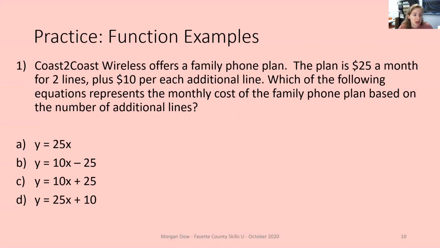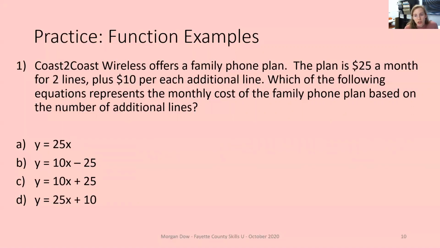So number 1. Coast to Coast Wireless offers a family phone plan. The plan is $25 a month for 2 lines plus $10 per each additional line. Which of the following equations represents the monthly cost of the family phone plan based on the number of additional lines? So, you should pause the video, take a look at the answer choices, and pick which one you think best represents the monthly cost of a family phone plan based on the number of additional lines.